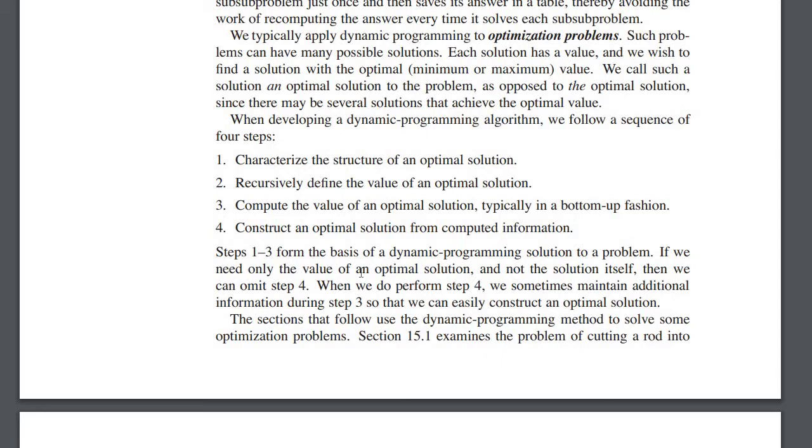So the first three steps are the basis of dynamic programming, whereas the fourth step is basically an additional activity which keeps the information of what we have done in the previous three steps. So it gives us an ease to construct an optimal solution. So we don't need to attempt one activity again and again by using the fourth step.